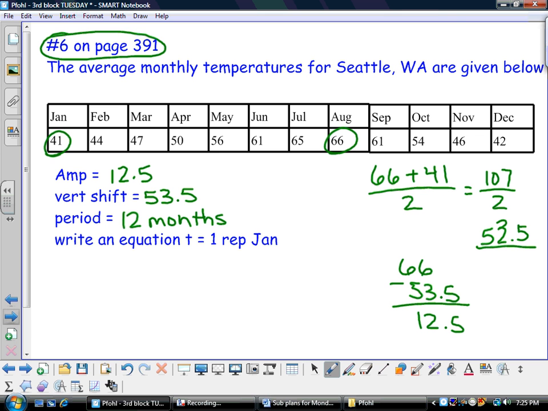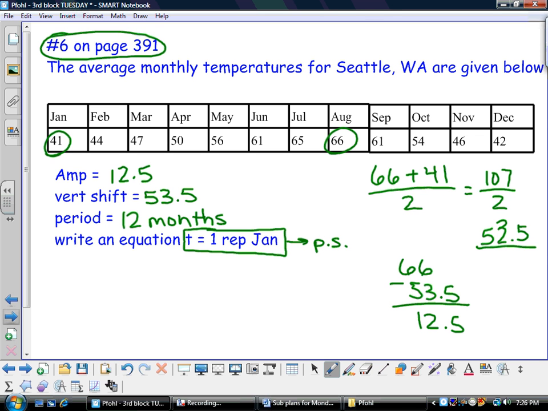Now that we have that information, part D asks us to write a sinusoidal function that models the monthly temperatures, using t equals 1 to represent January. That t equals 1 representing January, that's telling us about the phase shift. And I'll show you how to use that in a minute.